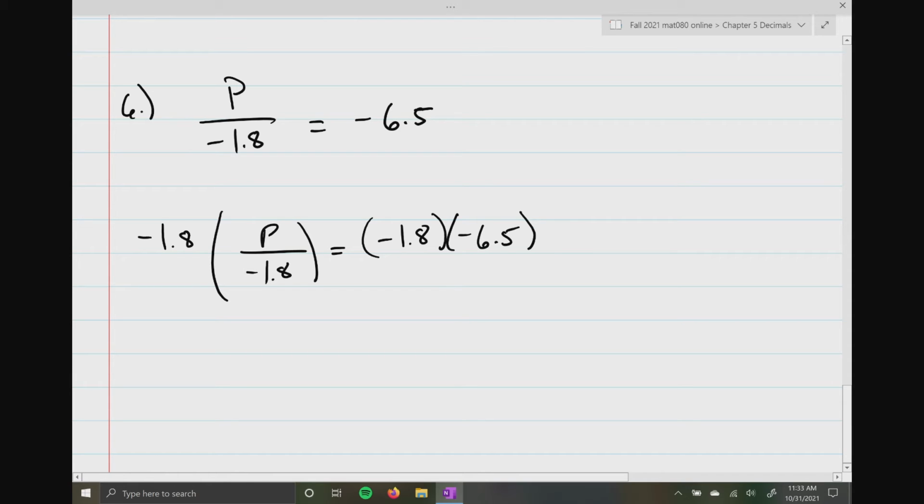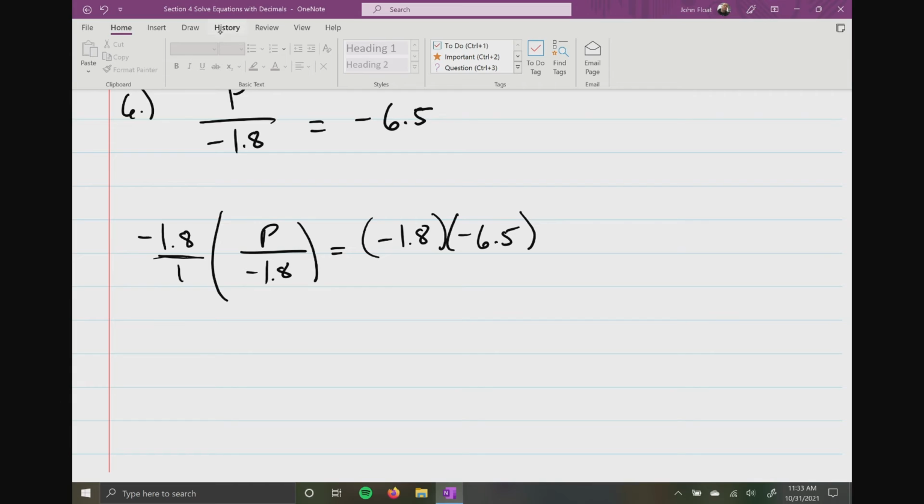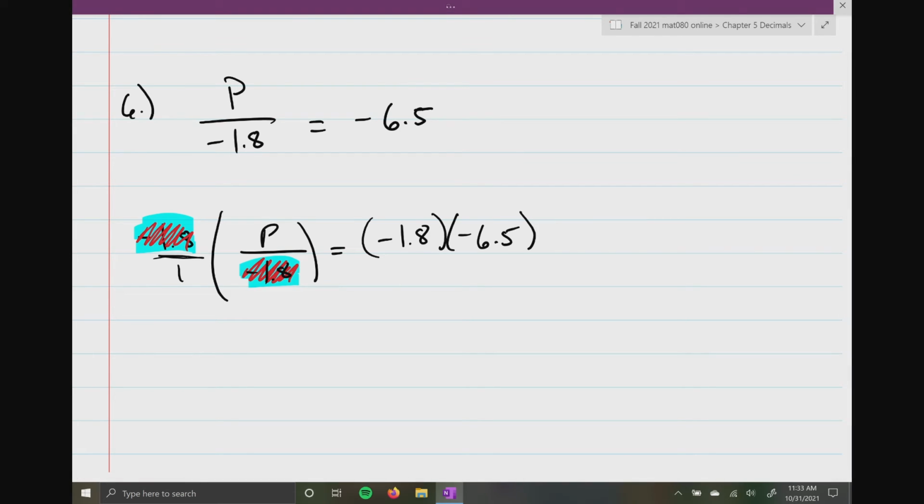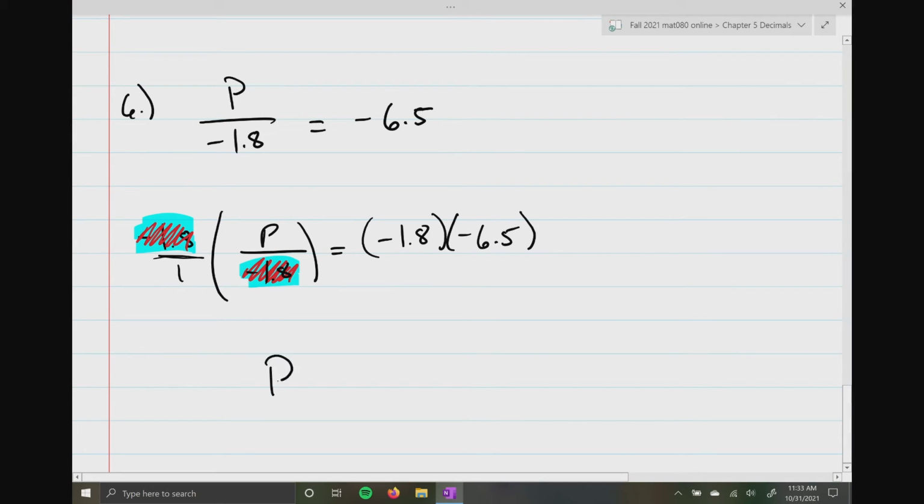All right, good. So from here, we have negative 1.8 in the numerator and negative 1.8 in the denominator. And here's what I'm talking about. Negative 1.8 in the numerator, negative 1.8 in the denominator, which means they're going to reduce into a number 1. So really what you're left over with on the left-hand side is just letter P. On the right-hand side, you got to do a negative times a negative, which is a positive, and then 1.8 times 6.5. So all we have to do is just multiply. Then we worry about the decimal afterwards.